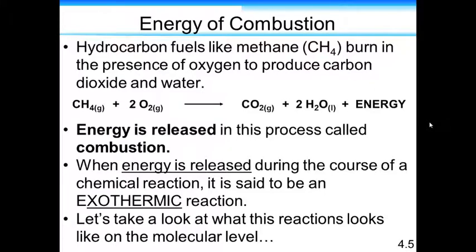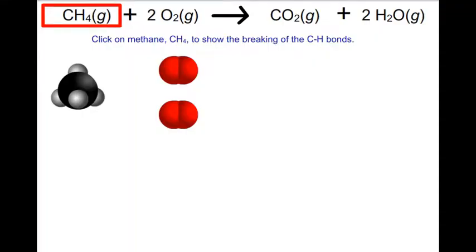Let's take a look at what this looks like on the molecular level. Here we have the balanced chemical equation for the combustion of methane. Again, we like to give you a visual view of what's happening because if you can conceptualize it, you're much more likely to understand and retain the information and apply it. So let's click on methane and see what needs to actually happen to form carbon dioxide and water.